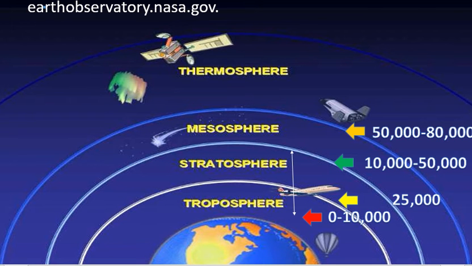Now, in the image, it is represented as the layer frequently traversed by airplanes. Now, the mesosphere goes higher from 50,000 to 80,000 meters. Mesosphere, this one. So from here to here, it's much higher than the stratosphere. This is the mesosphere. It's almost near the outer space here.